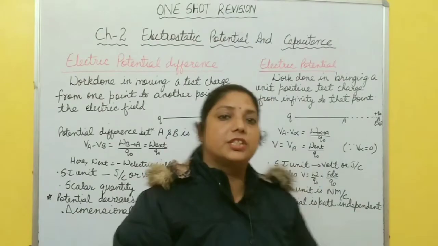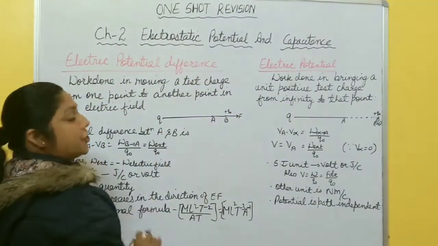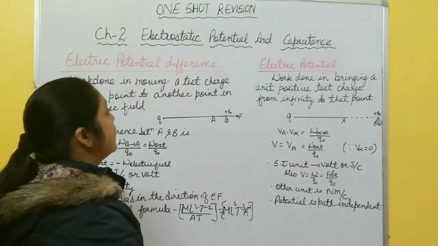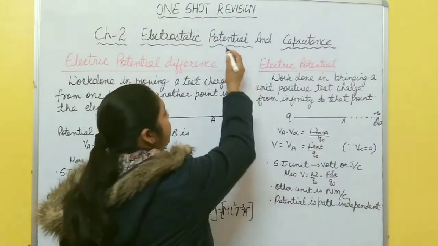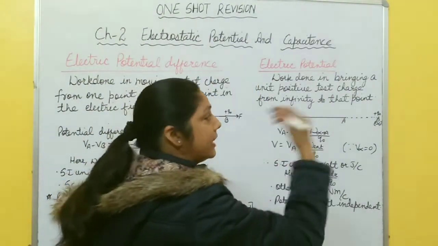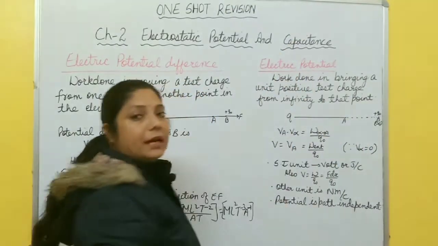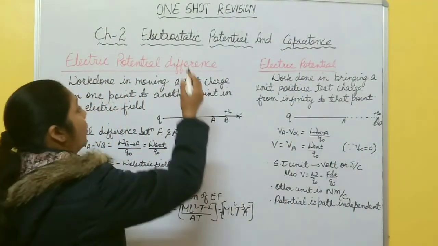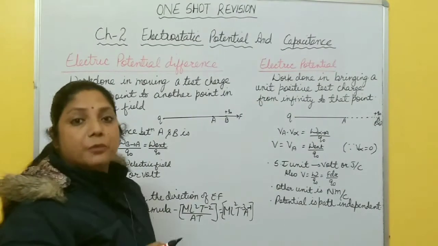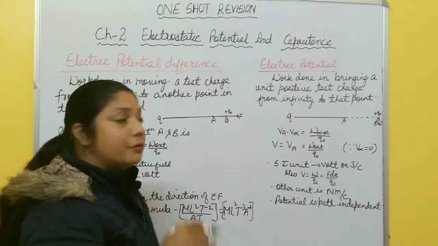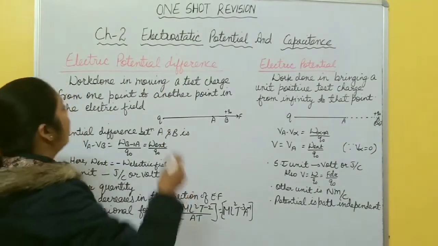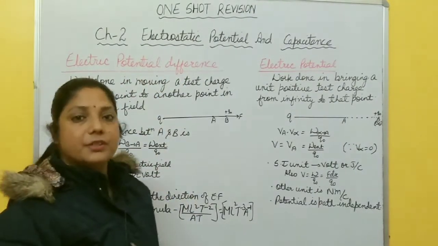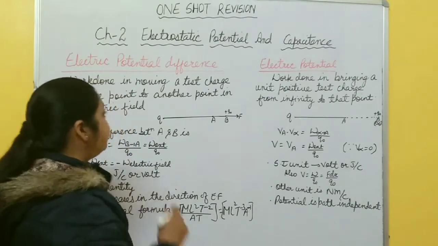Quick revision of this chapter, electrostatic potential and capacitance. As the name suggests, the first part is electrostatic potential and the second half of this chapter is capacitance. So what is electrostatic potential? Before this, you must know about electrostatic potential difference or electric potential difference. You can say the same thing, right?